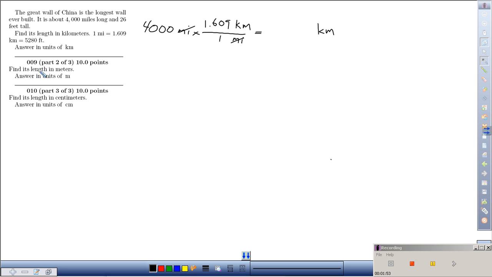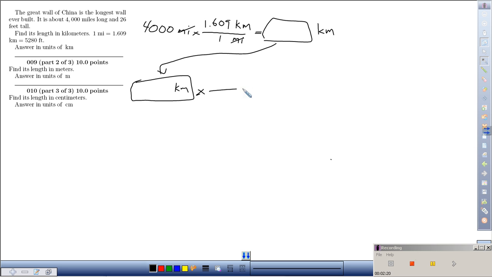Number 9 says find its length in meters. So now I've already got something in kilometers that I want to convert to meters. I'm going to take my answer from right up above, whatever this answer is, and start there. That gives me so many kilometers, and I want to convert that to meters. So I'm going to do times and draw a line. I want to put kilometers in the bottom, and meters up top because I'm looking for units of meters.